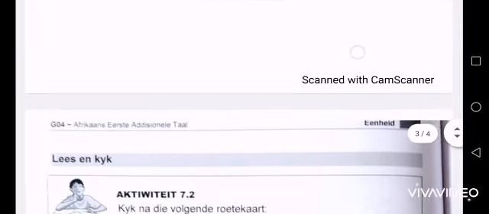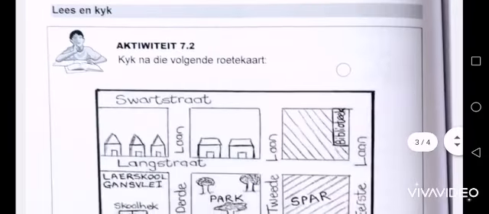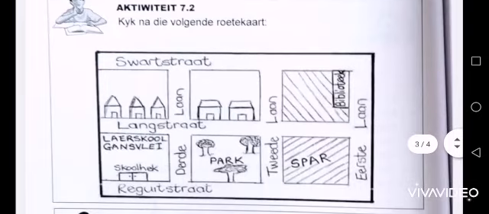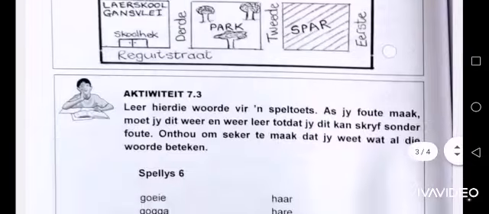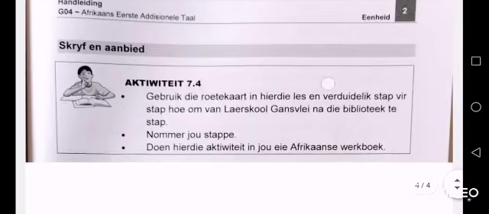Okay, then you need to complete activity 7.2. You have to look at this chart, at this route map. Okay, and then you need to complete activity 7.4.